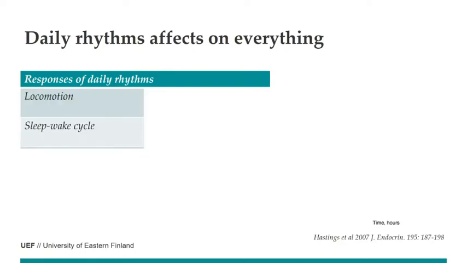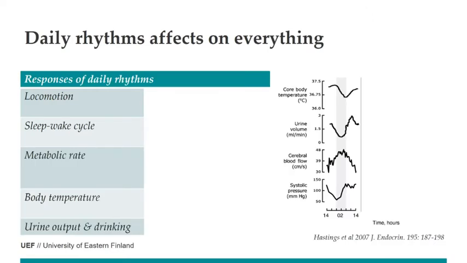Of course, we have locomotion. We are, for example, day-active animals, and that's why we are walking more in the daytime than nighttime. But this wake cycle is also affecting metabolic rate, body temperature, urea output and drinking, as well as the circulation.